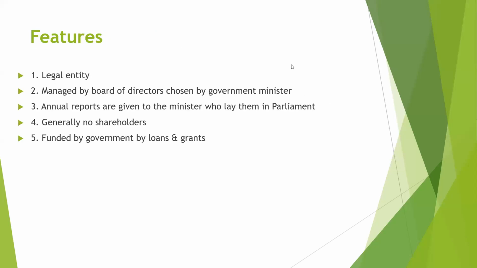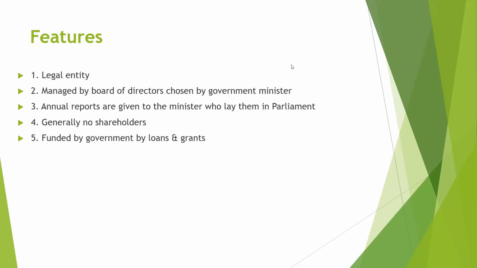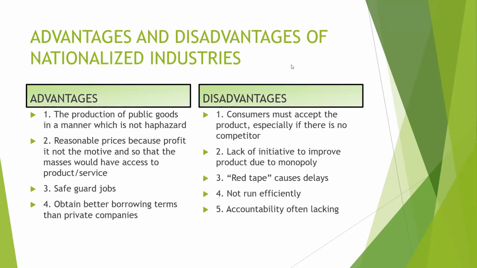We have the features here of a legal entity, which is managed by a board of directors. There are annual reports that will be laid down in Parliament. There will be no shareholders, and they are funded by government loans and grants. So with this whole legal entity, again, just think of a nationalized industry as an industry run by the government. They take over private entities to form a nationalized industry. There's a lot of bureaucracy in this type of industry, a lot of red tape, a lot of government dealing with the ins and outs of what is to take place.